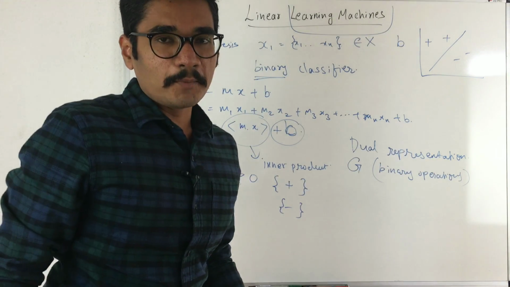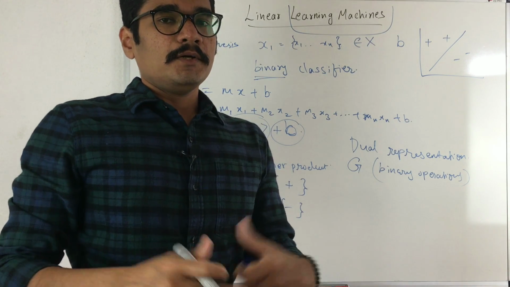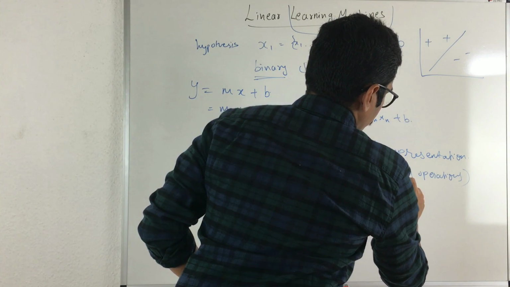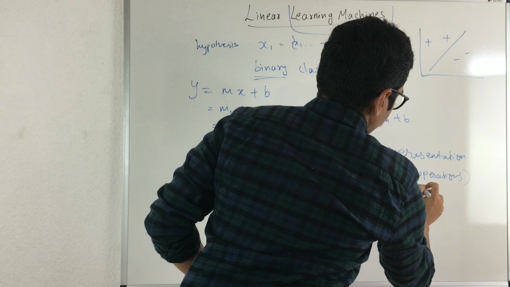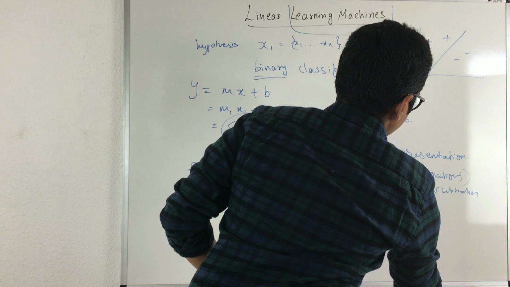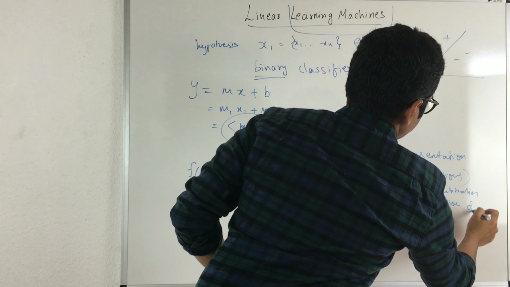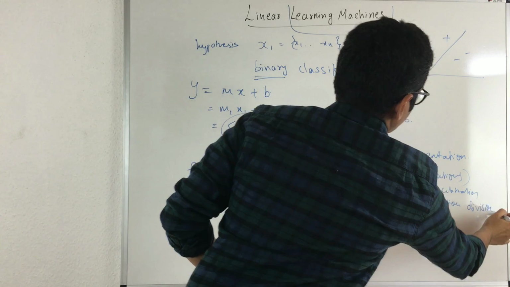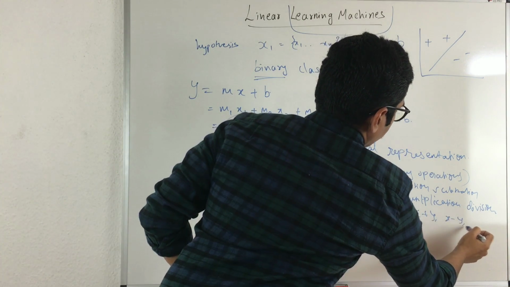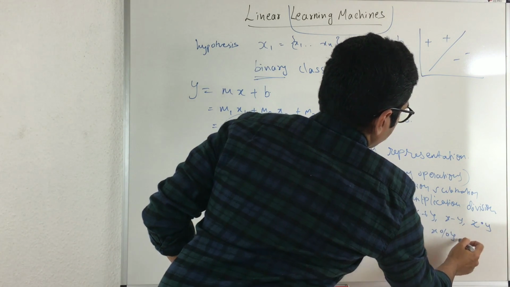Now what are binary operations? Binary operations are basic linear algebra stuff. You know this from your high school. That is nothing but simple addition or subtraction, multiplication and division, or the modulo operator. So something like x plus y, x minus y, x dot y, x modulo y.